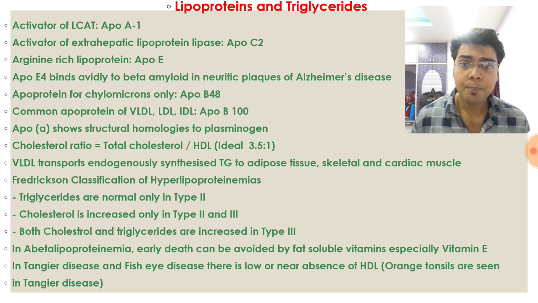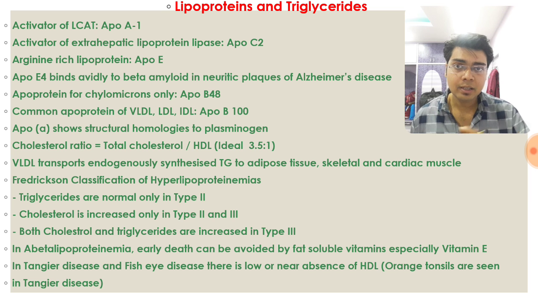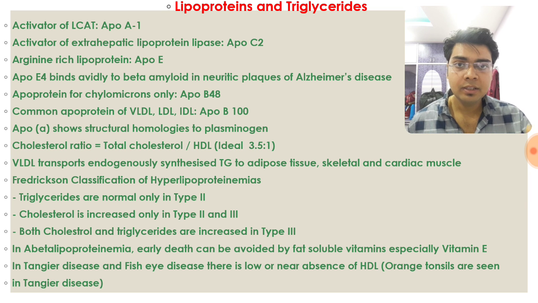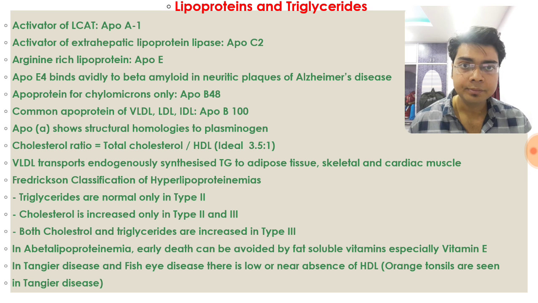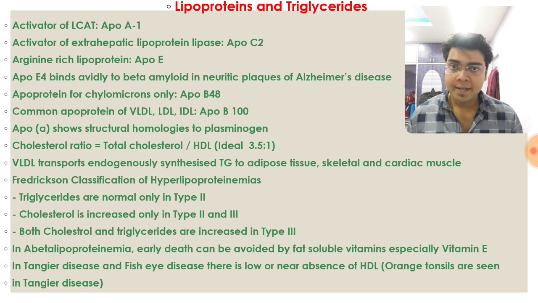Now something else: ApoE is arginine rich lipoprotein. E4 binds avidly to beta amyloid in neuritic plaques of Alzheimer's disease. So this is something applied in Alzheimer's disease. The apoprotein for chylomicrons is ApoB48. The common apoprotein for VLDL, LDL, IDL is ApoB100. So for LDL it is ApoB100 if asked. Now Apo(a) shows structural homology to plasminogen.